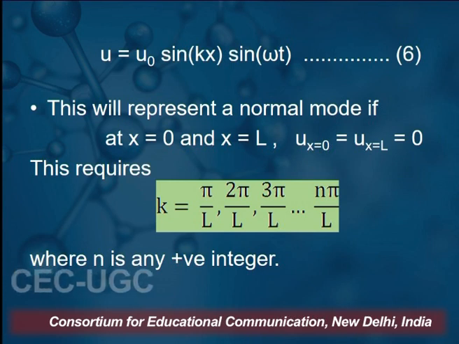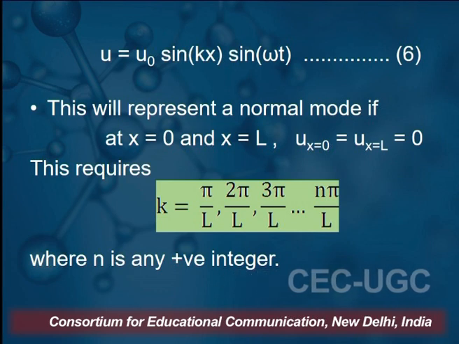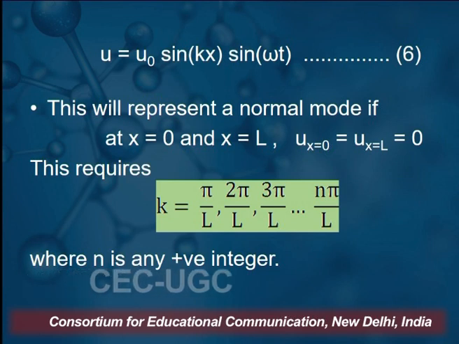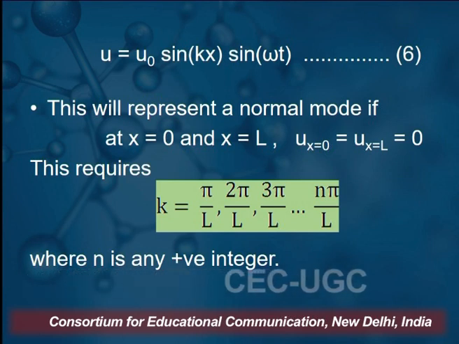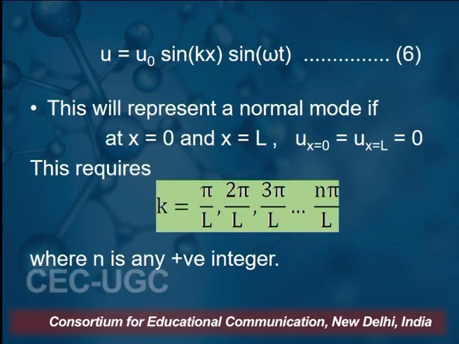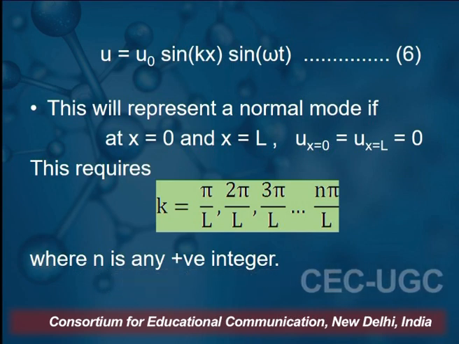Now, if we look at this equation number 6, sin of omega t cannot be equal to 0, otherwise u will be 0 for all time. U naught also cannot be equal to 0, that means the amplitude of the wave is 0, which means u will be 0 for all time. So, the only quantity which can be 0 is sin of kx.